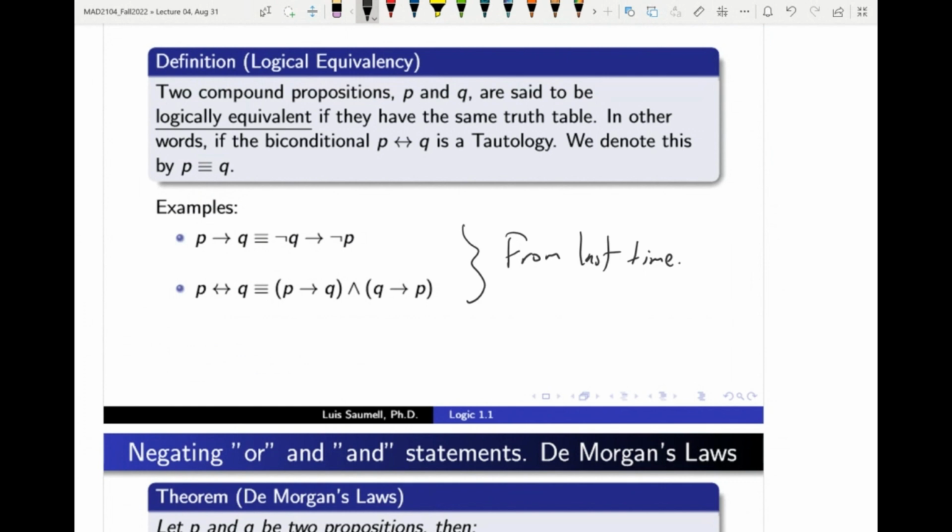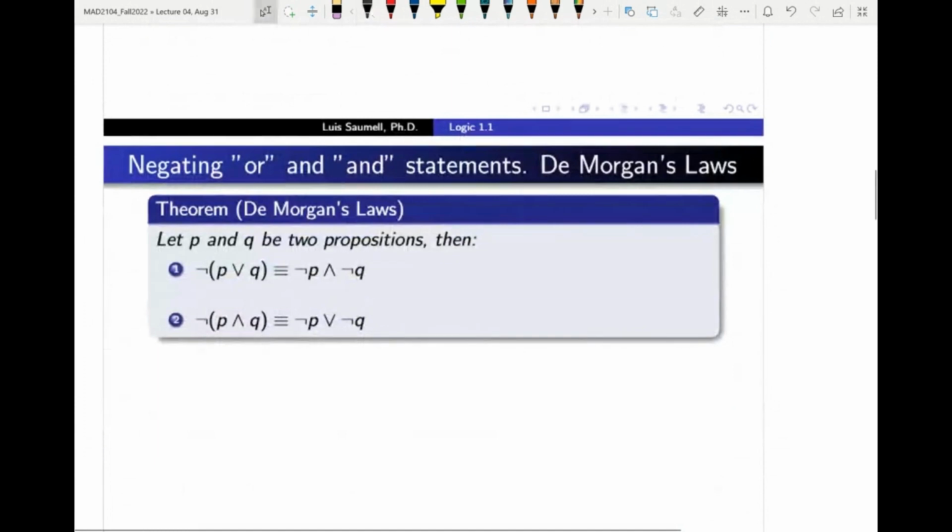Now, question: how do we negate an or statement and how do we negate an and statement? The rule to negate or and and statements has a name. It's a very important one. It's called De Morgan's law. We're going to prove this theorem. We're just going to prove one; number two is going to be the same thing.